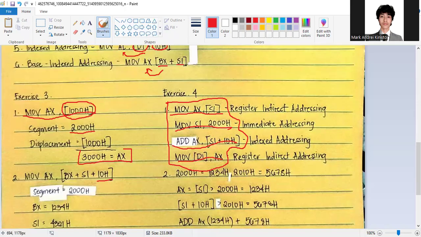Since we have a register in a bracket, it's always going to be register indirect addressing. This one, we're moving 2000H into SI, so it's immediate addressing. And this one, we're adding an address to a register, and then the result will be moved to AX, which will be index addressing. And if we're moving a register into another register in a bracket, that will be register indirect addressing.